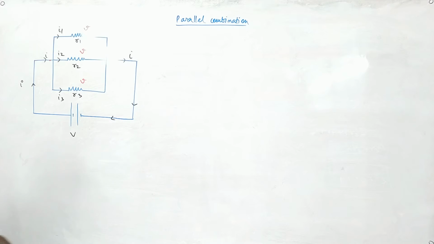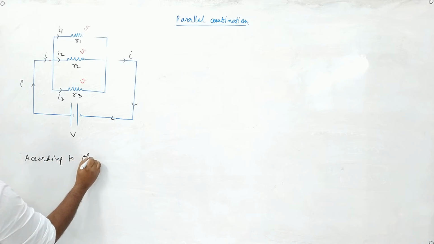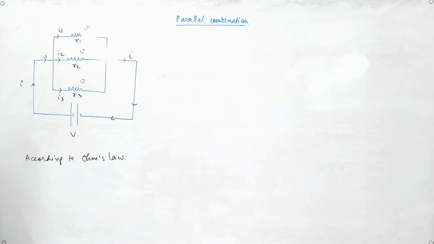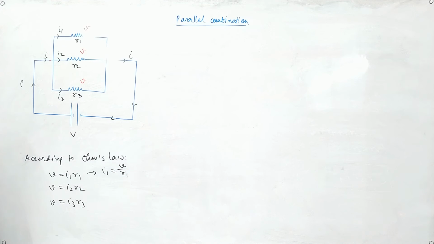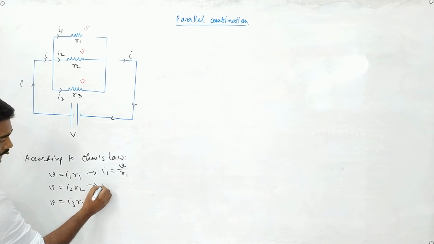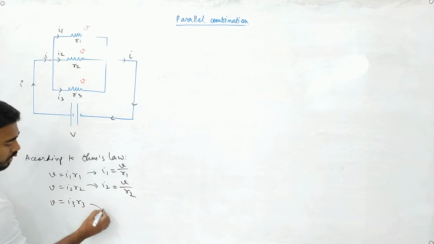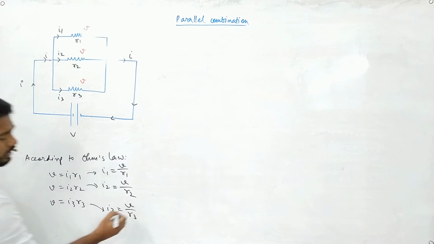Now according to Ohm's law, what can I say about the first resistance? Tell me. Can I say V equals I1 R1? Yes. Can I say V equals I2 R2? Can I say V equals I3 R3? Right? Okay, from here, can I say I1 equals V by R1? Can I say that? From this one, can I say I2 equals V by R2 and I3 equals V by R3? Can I say this?